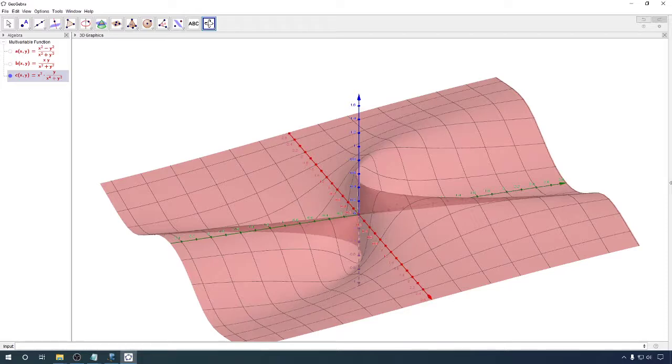So the point here is that we have to be very careful when we try to find limits of functions of more than one variable. They might not turn out to be how you expect them to be, and they may be a lot more complicated than you might expect.